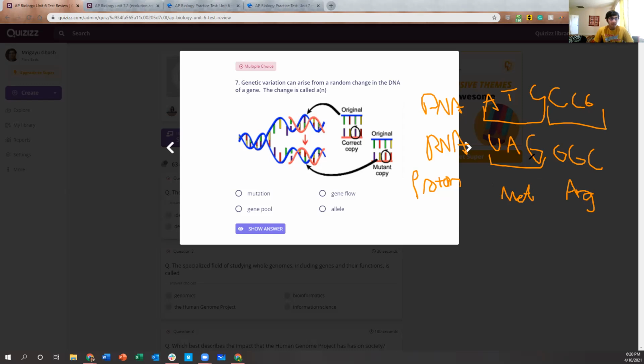Now, with the substitution mutation, if I change this to a T, then this becomes an A, and it's just one amino acid that we change.